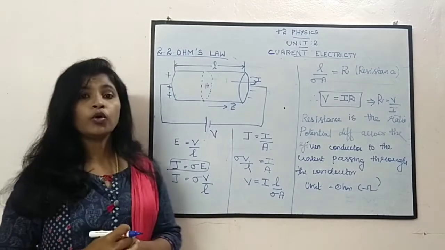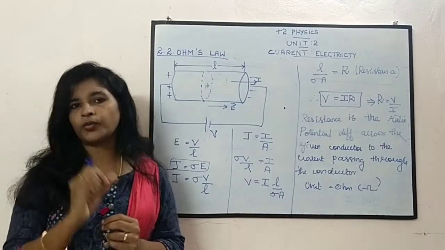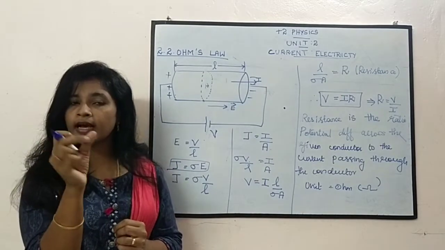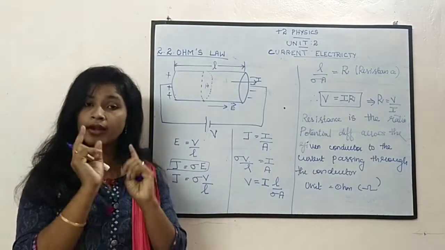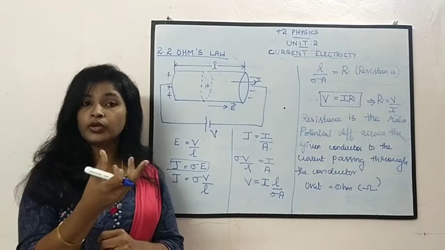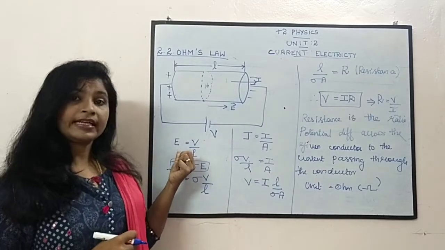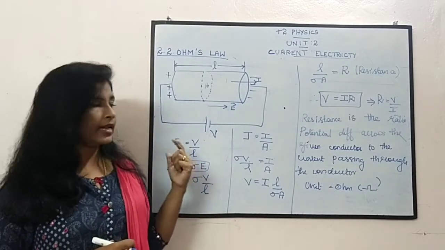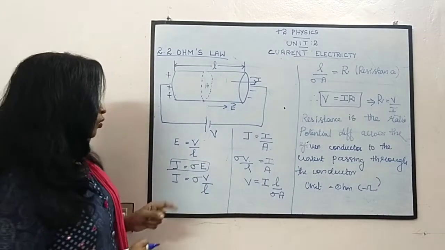We all know that the electric field is nothing but potential per unit length. What is the potential in one unit length? How much energy is spent per unit length? That is called electric field intensity, or simply electric field, which is nothing but potential per unit length.